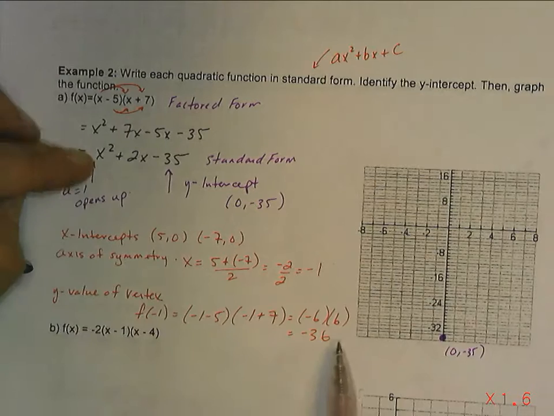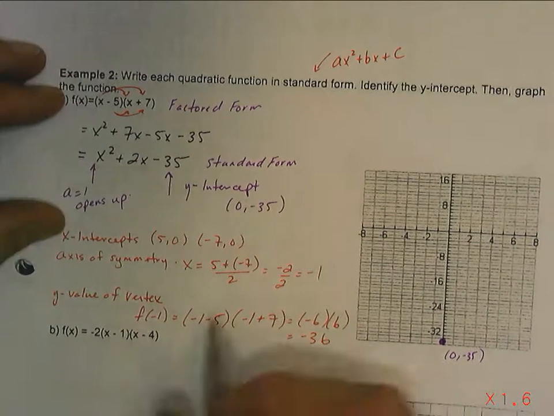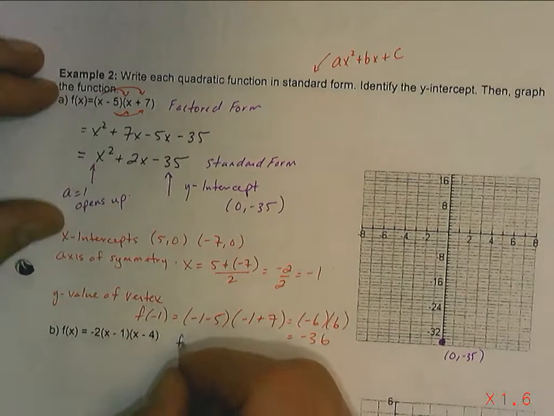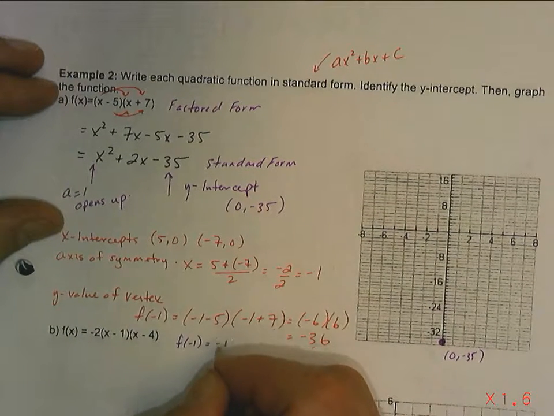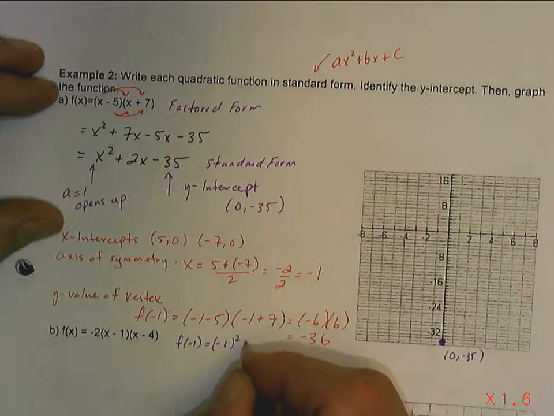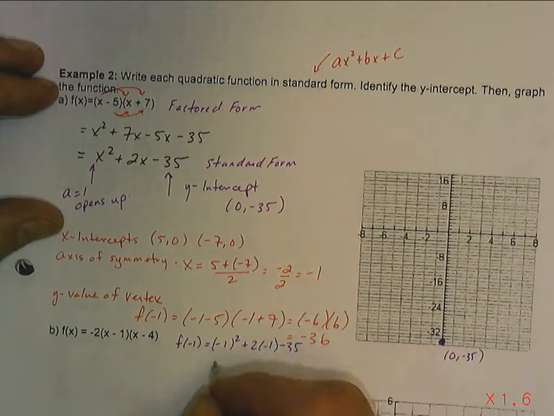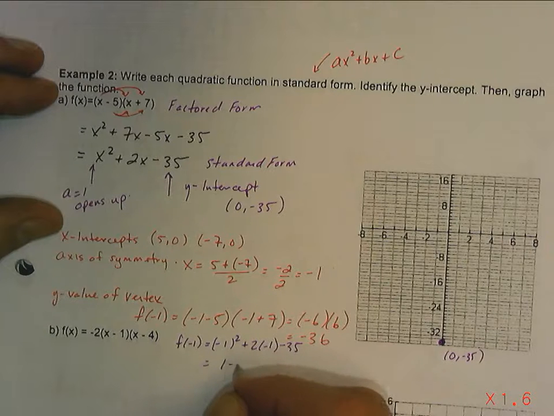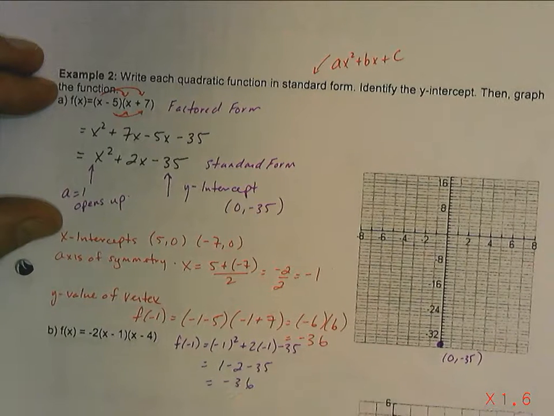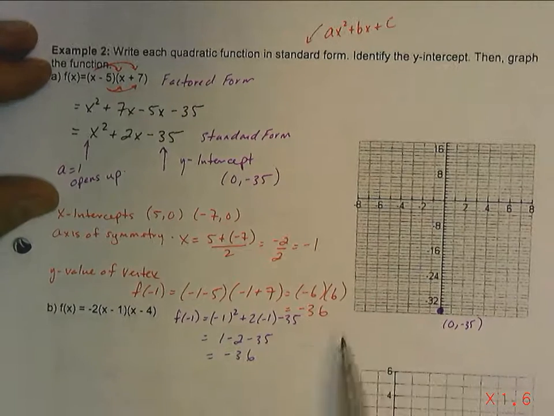So it doesn't matter where it goes. Just to show that, if I put it into here, it would have been negative 1 squared plus 2 times negative 1, take away 35. That's going to be 1 take away 2 take away 35, which again is negative 36. So either way, it doesn't matter.